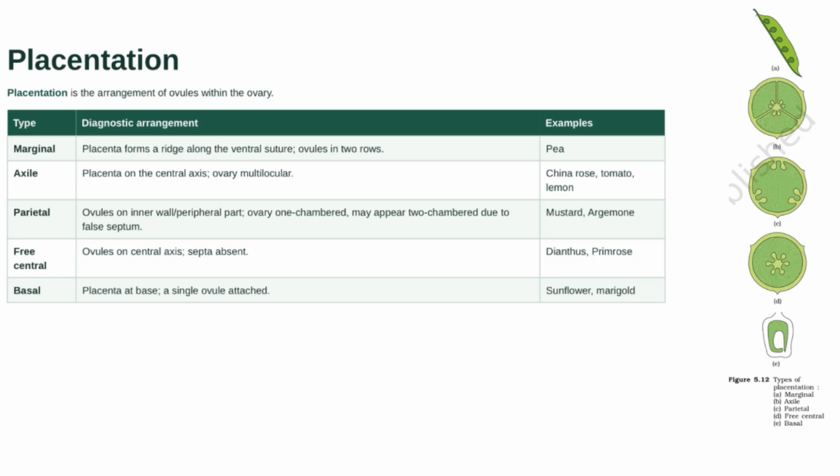Last one is basal placentation, wherein the placenta is at the base of the ovary. Usually a single ovule is attached at the base of the ovary. Mnemonic: Mary saw the sun at the base. Mary, marigold; sun, sunflower; at the base, basal placentation. So that was about placentation.